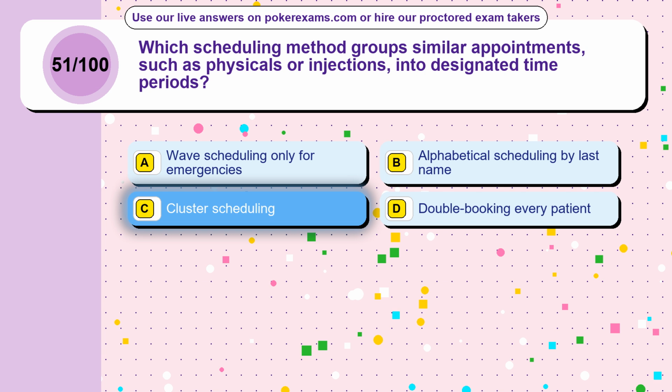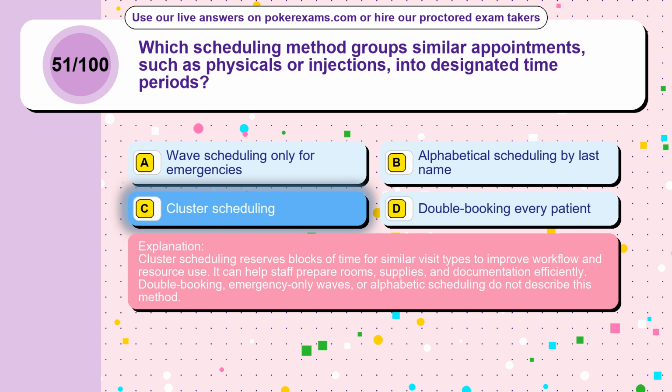Cluster scheduling. Cluster scheduling reserves blocks of time for similar visit types to improve workflow and resource use. It can help staff prepare rooms, supplies, and documentation efficiently. Double booking, emergency-only waves, or alphabetic scheduling do not describe this method.